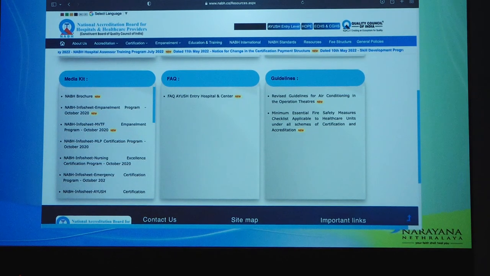Then you go to the resources section. All the new announcements are going to come here. They've changed the website recently. If you have accessed it earlier, go again. And in resources, these two guidelines are very important.